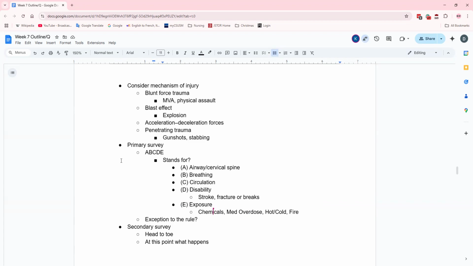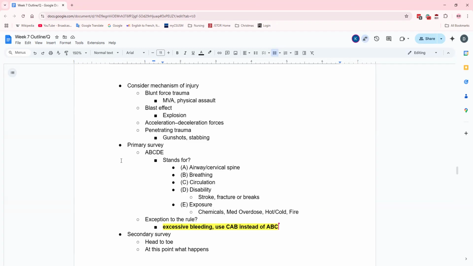CAB is where the exception is. If they are excessively bleeding, you are going to use CAB because sure, we could stabilize the airway, but if this person is bleeding out so fast, they're not going to have any blood left in them for that to matter.